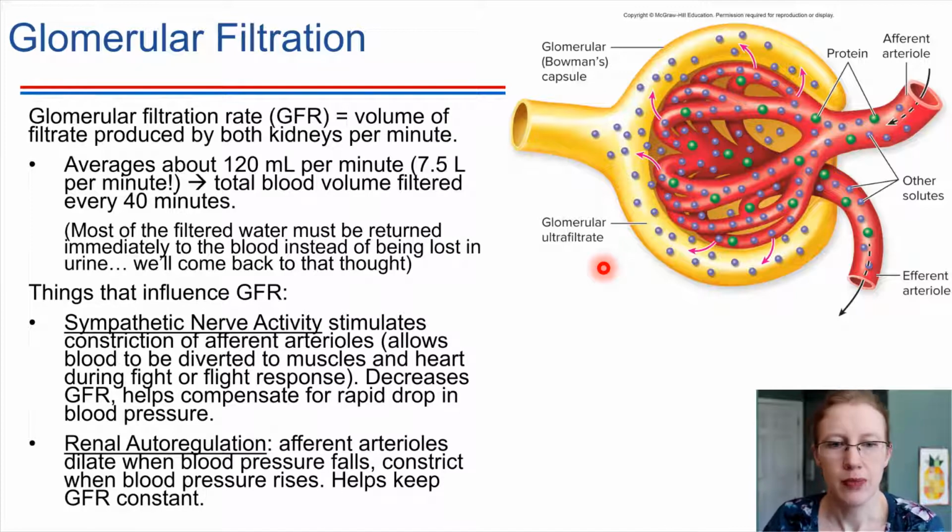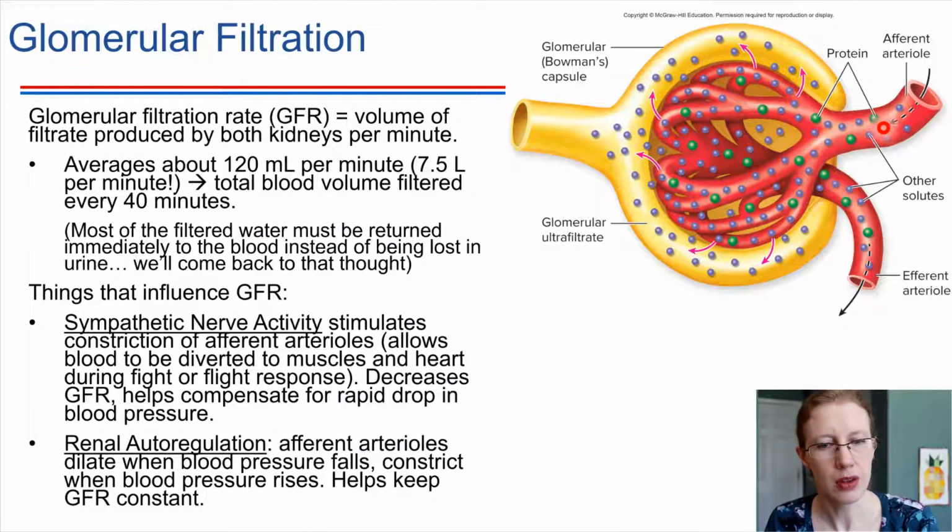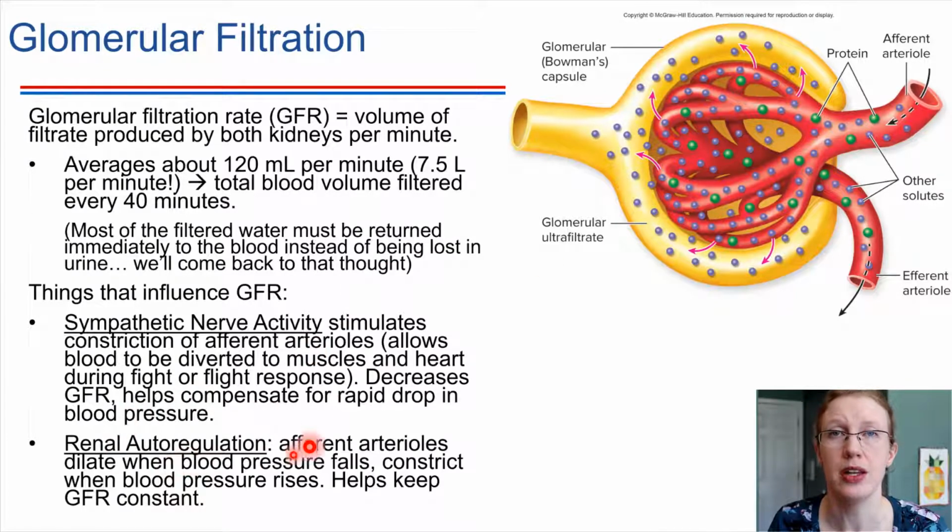Okay, so before we get into that, some things that influence the glomerular filtration rate, there are a couple of possibilities. There is nerve innervation that can stimulate these arterioles. Depending on the diameter of those arterioles, if they are constricted or if they are dilated, that's going to influence how quickly the blood is flowing through the glomerulus. So that in turn will influence the glomerular filtration rate. And then there's also, built within the kidneys, auto-regulation mechanisms in place. And this is important for helping to keep the glomerular filtration rate approximately constant.